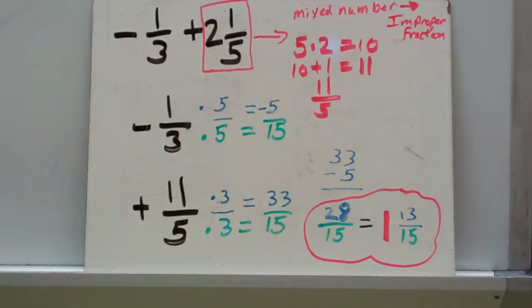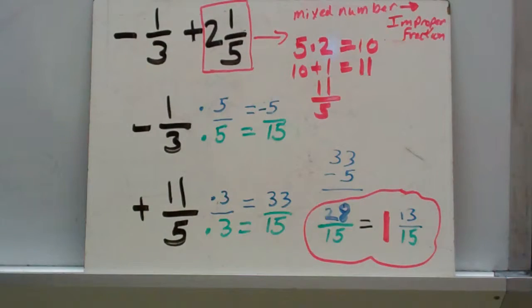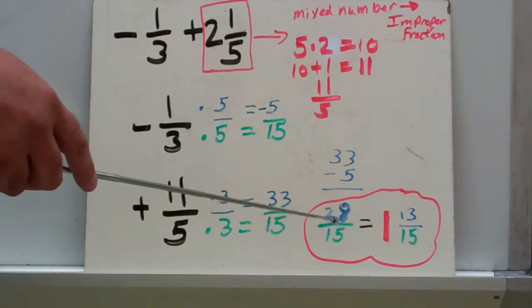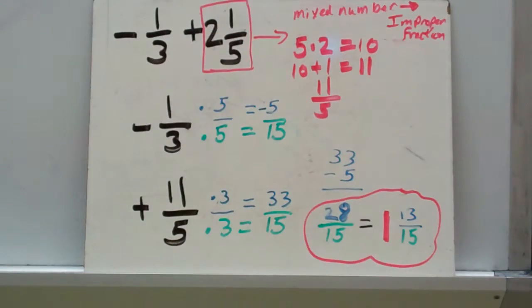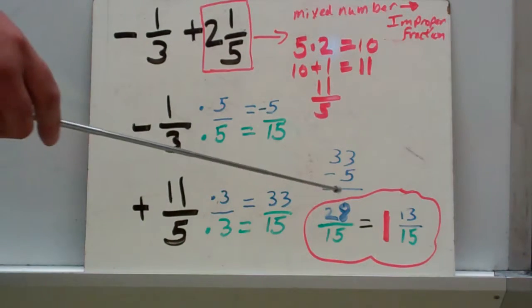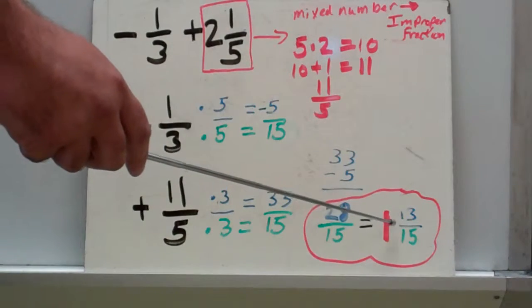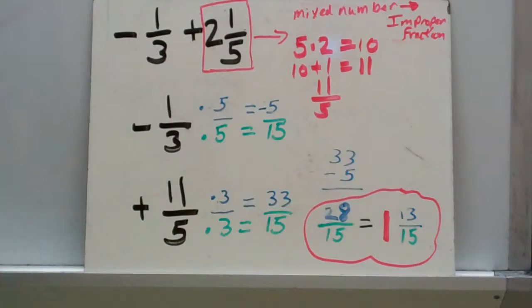But we also need to understand that sometimes it's going to be written as a mixed number. You may be asked to do that, and the way to do that is to take the numerator and divide it by the denominator. We've been working with that a little bit when we were converting fractions to decimals. So in this case, the result would have been 1 and 13 over 15. So either of those would be correct because they're both equivalent.